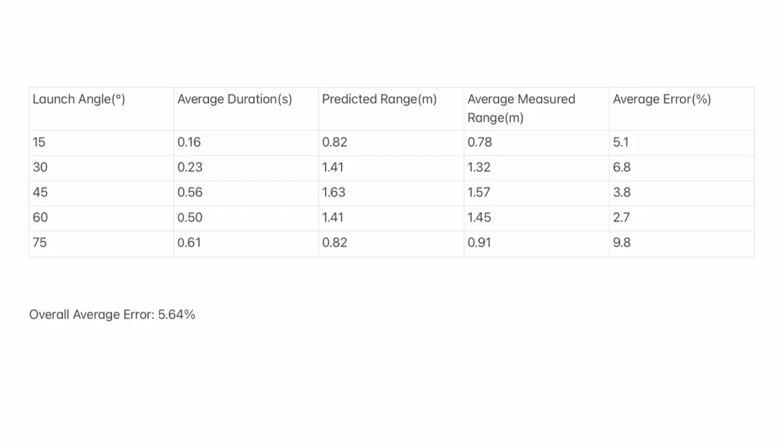Comparing the predicted range and the average measured range, we can calculate the average percentage error to be overall 5.64%. While I tried my best to minimize any cause of error, there were some reasons to expect a certain amount of error to occur. In addition to any type of human error, there were numerous other causes stemming from the projectile launcher itself.